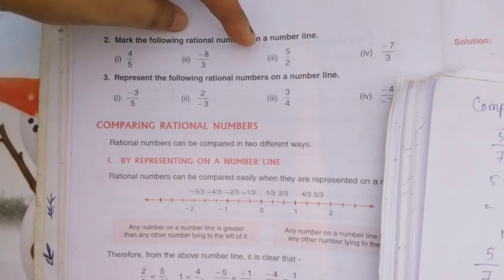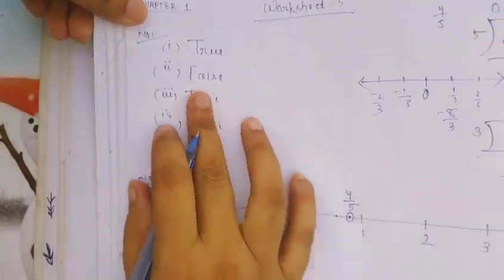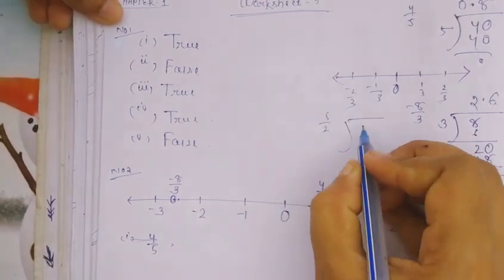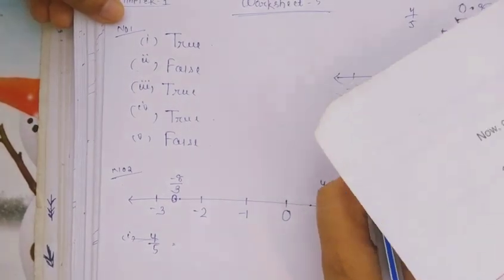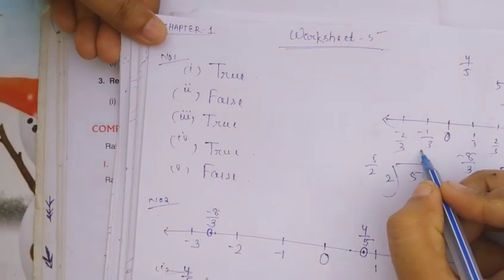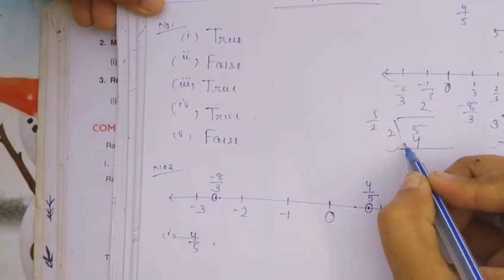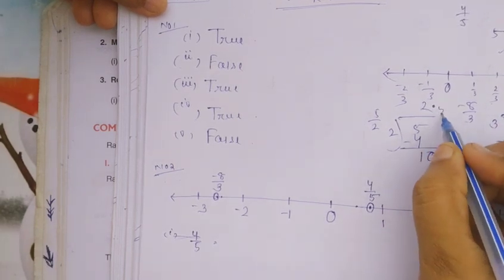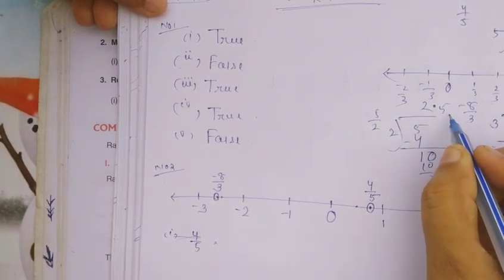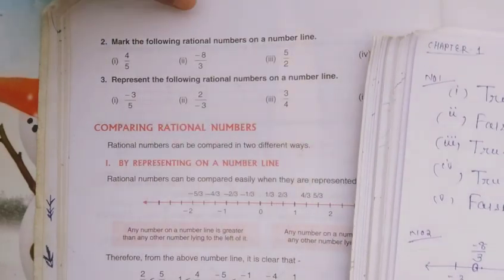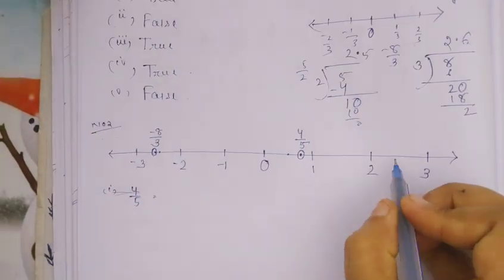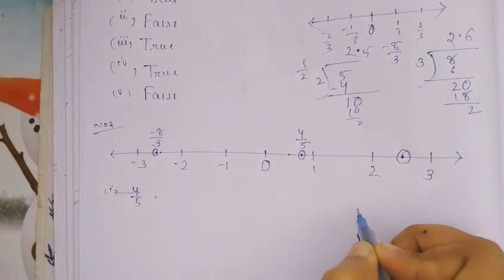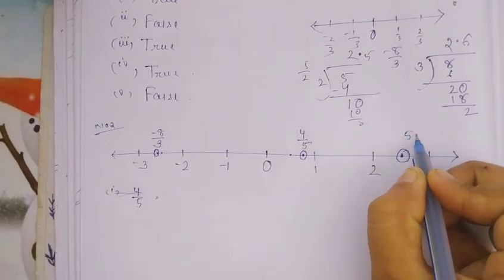The next, 5 by 2. 2 times 2 is 4. Then 5 minus 4 equals 1. Then you put a decimal. Then you put 10. 2 times 5 is 10. So 2.5. This is the positive side. So here we write 5 by 2.